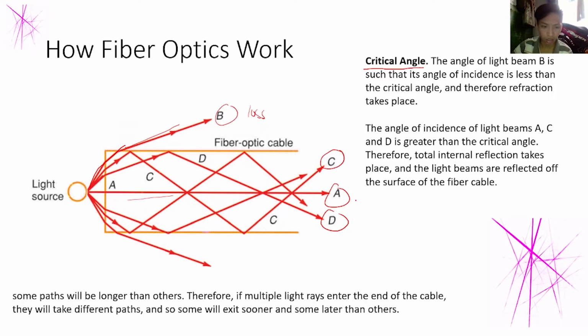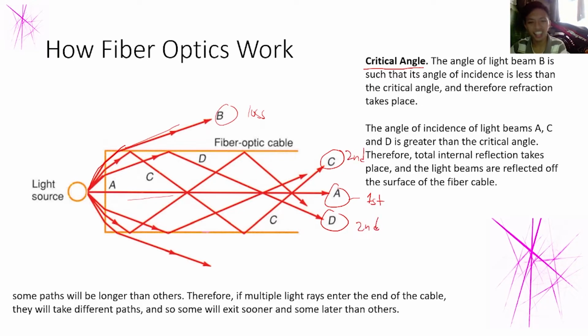Okay. So, and also one way to account in this concept is that some paths will be longer than others. Therefore, if multiple light rays enter at the end of the cable, they will take different paths, and so some will exit sooner and some later than others. So here we are assured that if this is a race, A would be the first, and we don't have much data about the C. Perhaps we're just going to call it second.